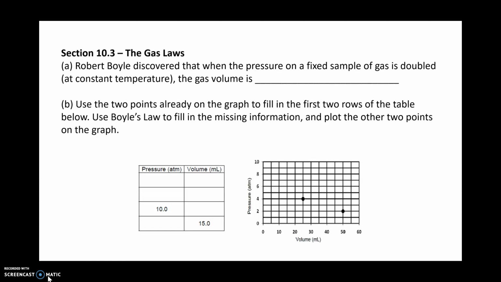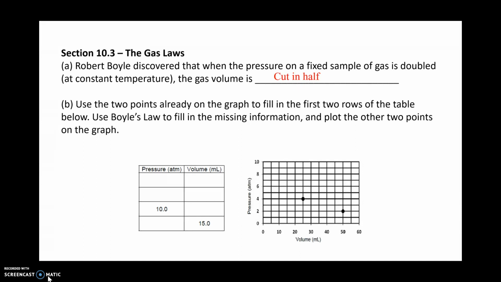All right, now we're going to start talking about some of the gas laws. First gas law is Boyle's law. An English guy by the name of Robert Boyle discovered that when the pressure on a fixed sample of gas is doubled, the gas volume is cut in half.